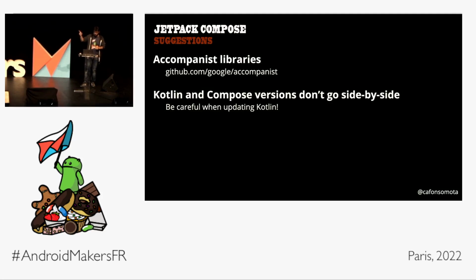Also, a great thing about Compose that I forgot to mention is, imagine that you want to build something like a list with XML. On XML, you have an activity, a recycler view, an adapter, and then you have three XML files. With Compose, just one line. You've got a lazy column for that.